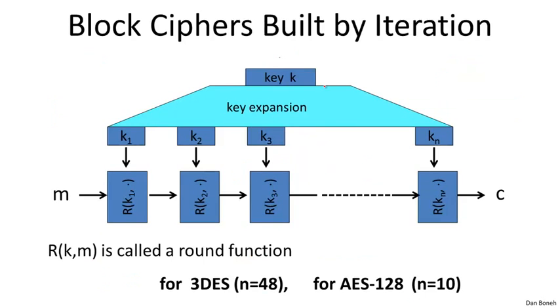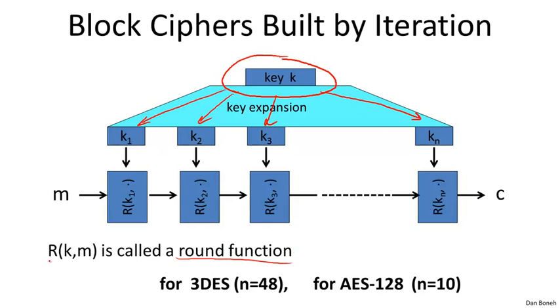Now, block ciphers are typically built by iteration. They take in as input a key K. For example, in the case of AES, the key could be 128 bits long. The first thing that happens to the key is it gets expanded into a sequence of keys, K1 to Kn, called round keys. The cipher uses these round keys by iteratively encrypting the message again and again using what's called a round function.